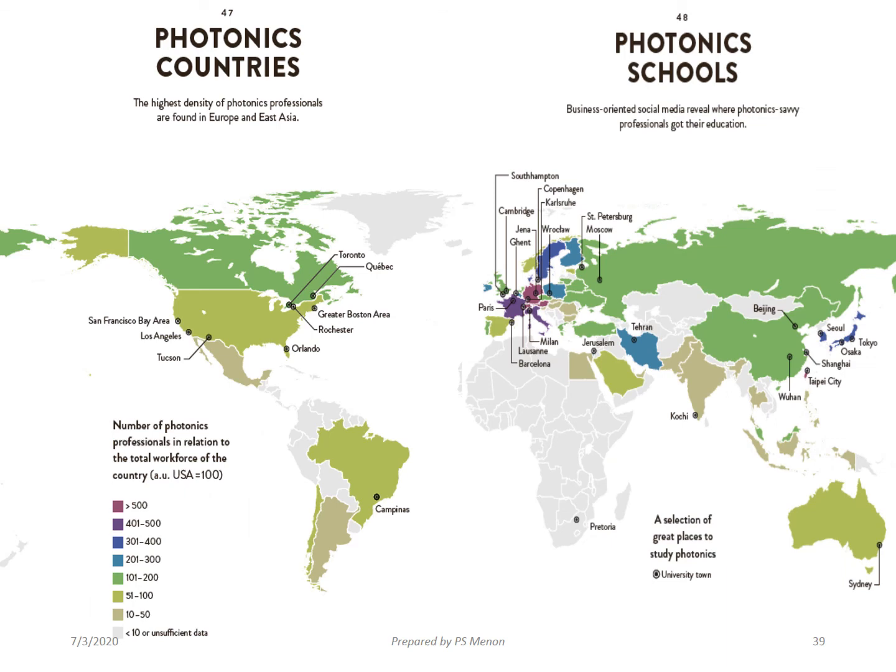Photonics countries. The highest density of photonics professionals are found in Europe and East Asia. And there are many photonics schools around the world. For us, the nearest may be in Wuhan, but I don't think anyone wants to go to Wuhan now because of the pandemic. We also have one in Sydney and in Kochi in India. Now, the number of photonics professionals: you can see it's very highly concentrated here, which is in Copenhagen.